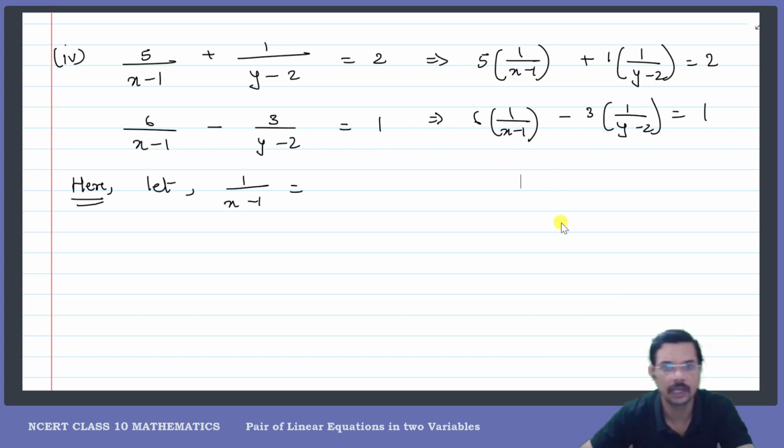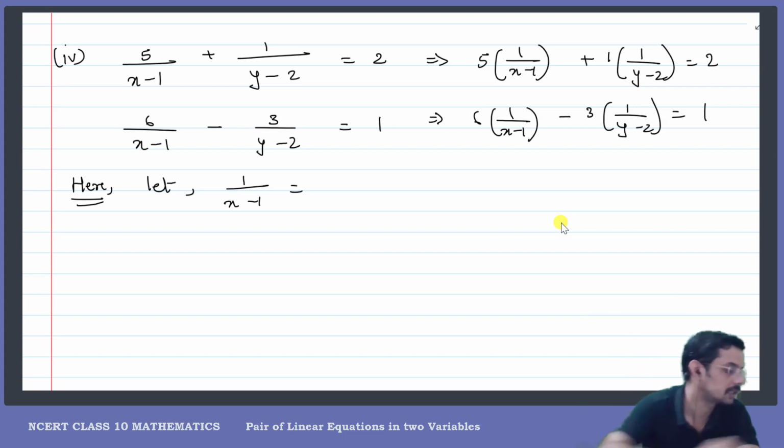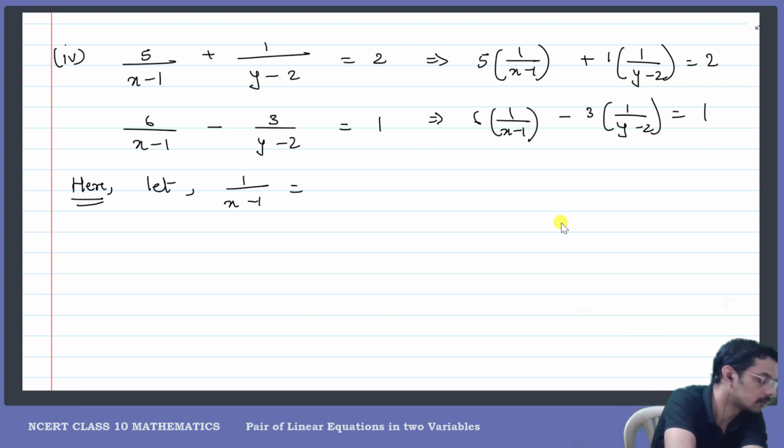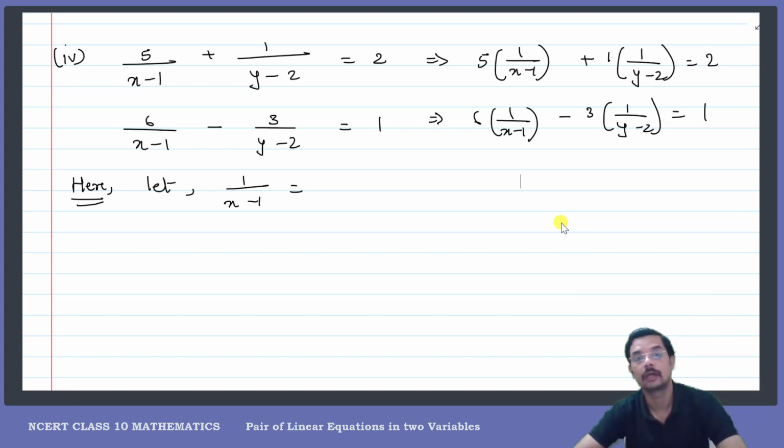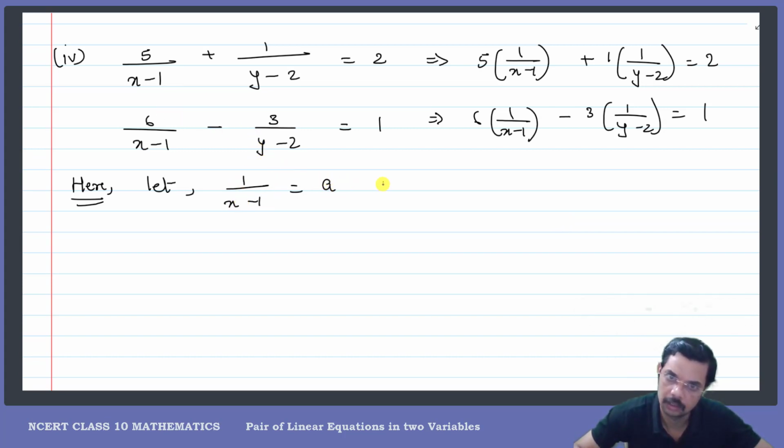Yes. So instead of a, you can take u, and instead of b, you can take v. Then you will get everything as given in the textbook. In the textbook they are taking u and v or p and q, but I prefer a and b. It's okay. 1 by x minus 1 equal to a, and 1 by y minus 2 equal to b.